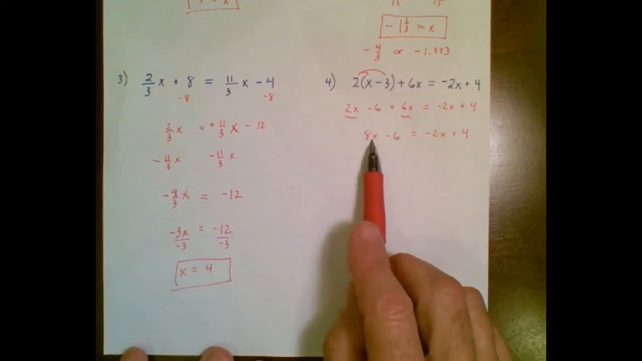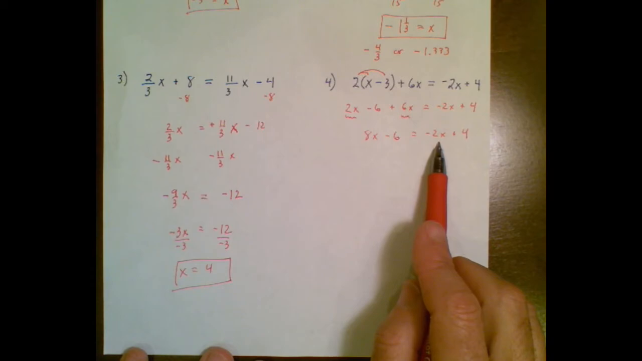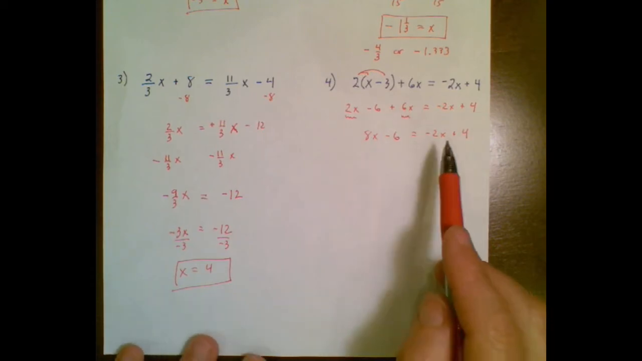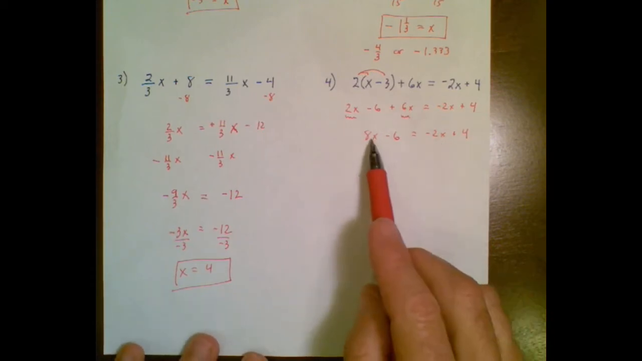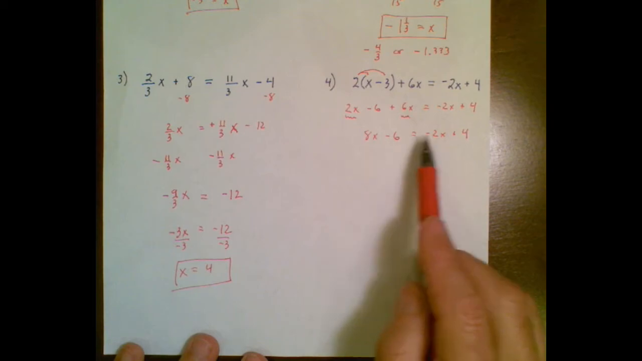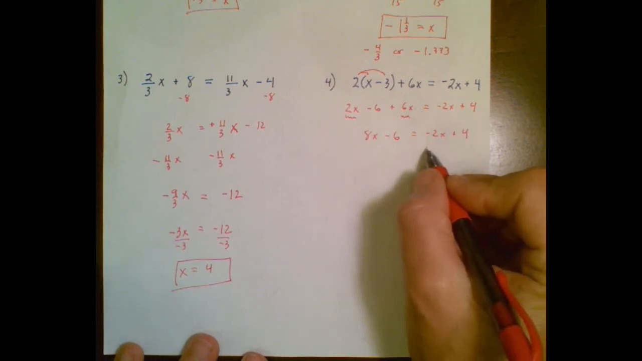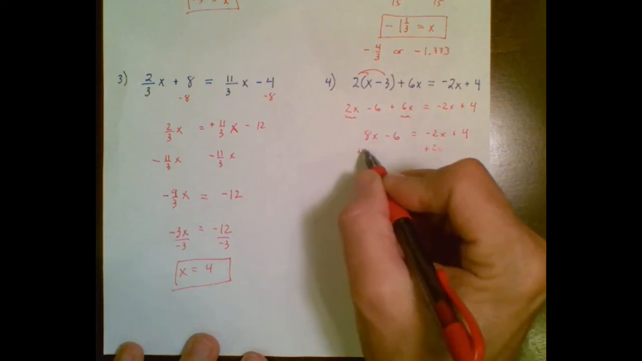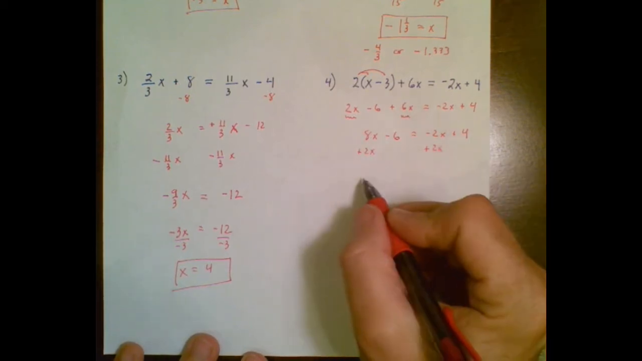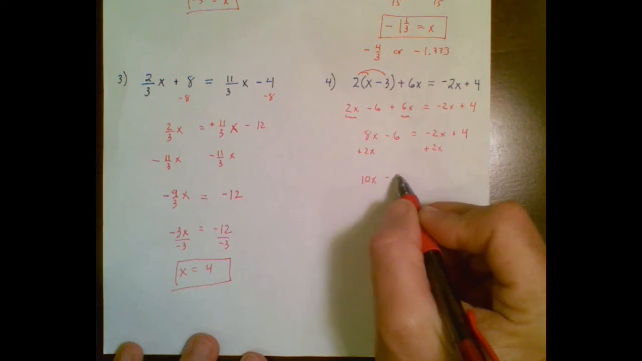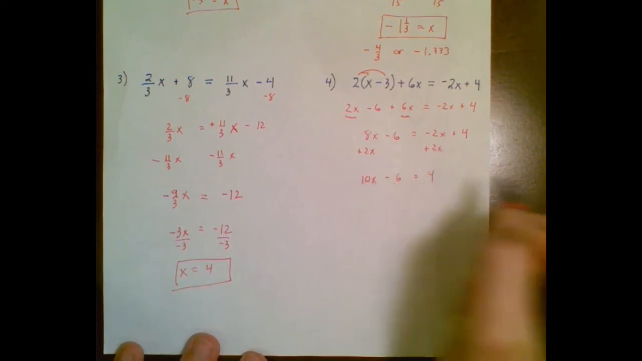I have some x's over here and some x's over here. I need to choose a side. I'm going to make the minus 2x come over to this side. How do I move a minus 2x to the other side? I add, or I do the opposite. Notice that everything else is still staying the same. 10x minus 6 equals 4.